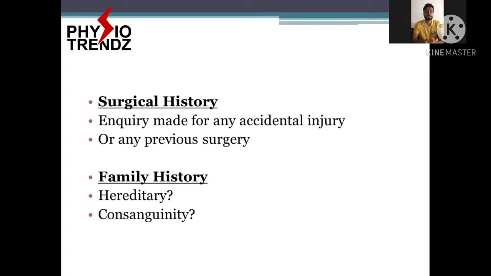Then family history: whatever the hereditary conditions as well as consanguinity, if it is present in the patient's history, we have to mention that, because there are certain conditions which can occur hereditarily as well as because of consanguinity. Most of the congenital conditions can occur because of consanguinity. That is why it is important to take the family history.